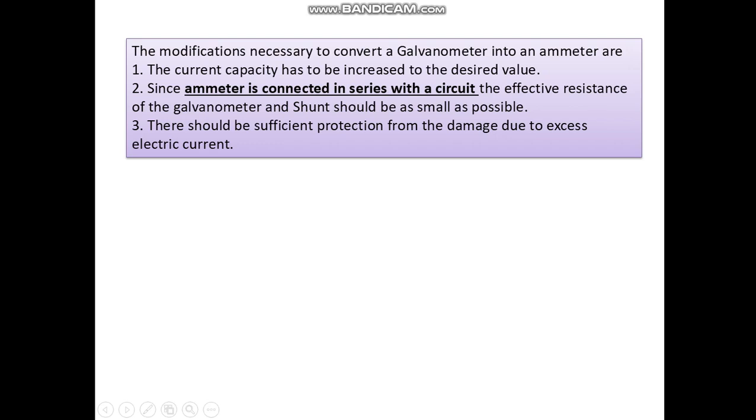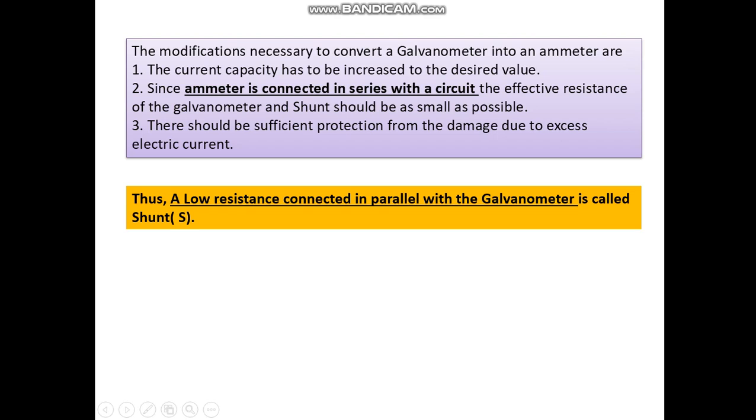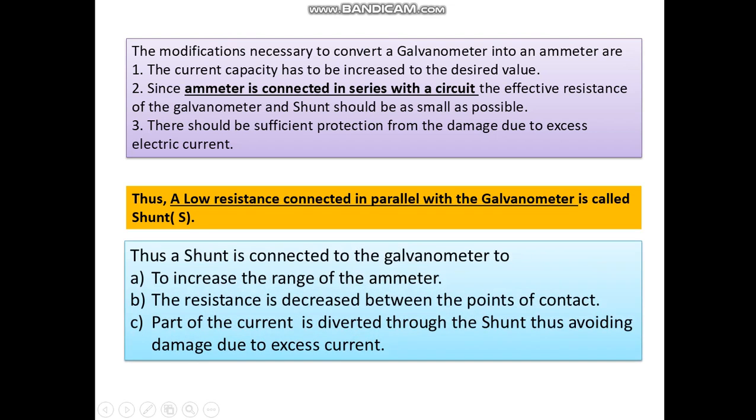Since an ammeter is connected in series with a circuit, the effective resistance of the galvanometer and shunt should be as small as possible. There should be sufficient protection from the damages due to excess current. Thus, a low resistance connected in parallel with the galvanometer is called shunt. A shunt is connected to the galvanometer to increase the range of the ammeter. The resistance is decreased between the points of contact. Part of the current is diverted through the shunt, thus avoiding damage due to excess current.